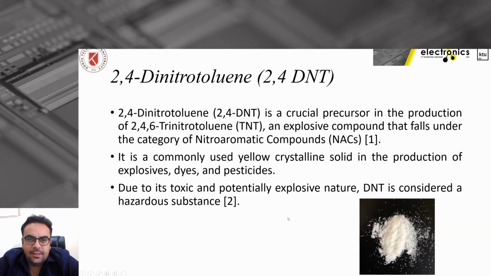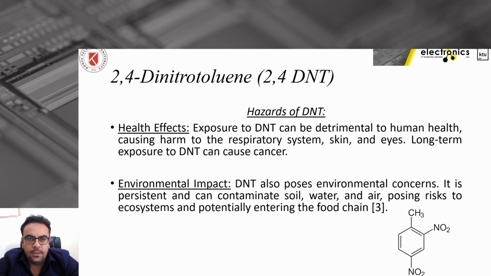2,4-dinitrotoluene, shortly DNT, is a crucial precursor in the production of TNT, an explosive compound that falls under the category of nitroaromatic compounds. It's a commonly used yellow crystalline solid in the production of explosives, dyes, and pesticides. Due to its toxic and potentially explosive nature, DNT is considered a hazardous substance.